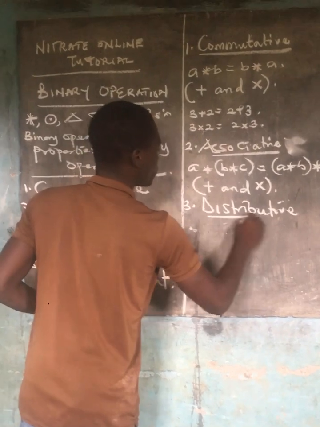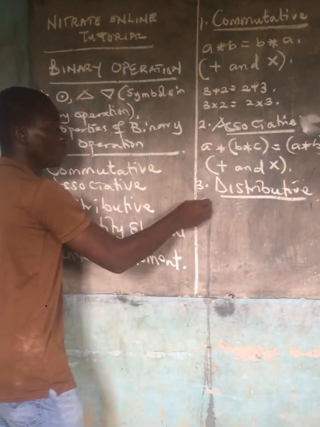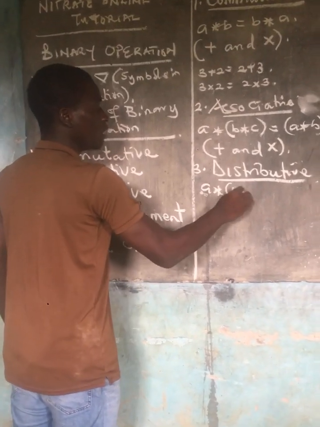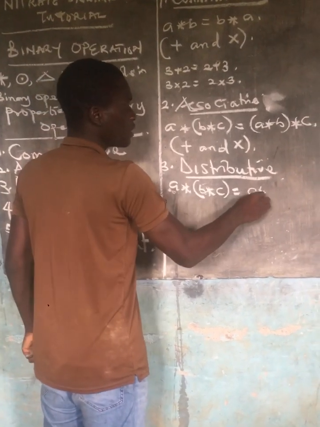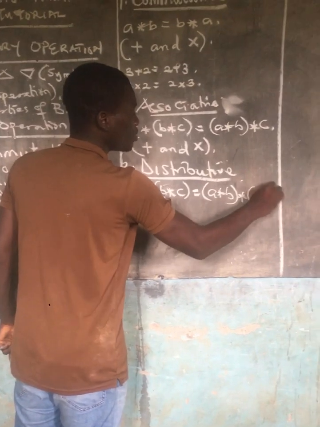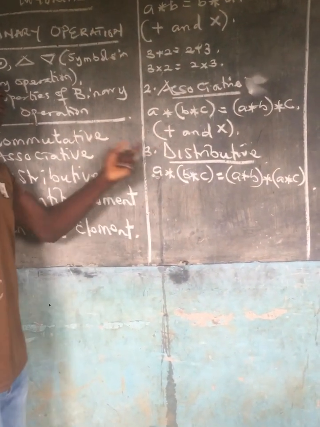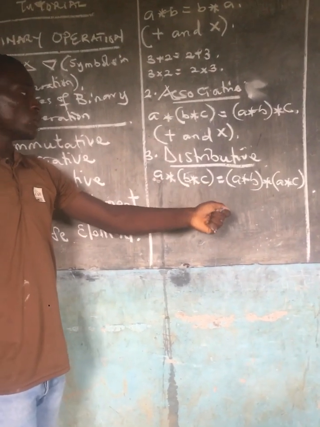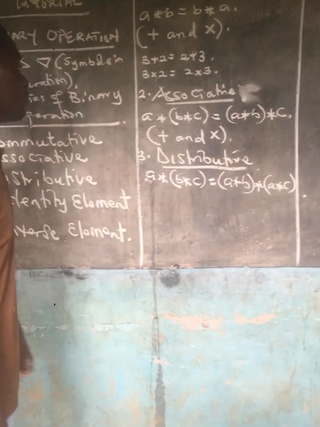We have distributive property. In distributive property, we have A asterisk open bracket B asterisk C is equal to A asterisk B asterisk A asterisk C. For distributive property, we have A asterisk B asterisk C is equal to what? A asterisk B asterisk A asterisk C.